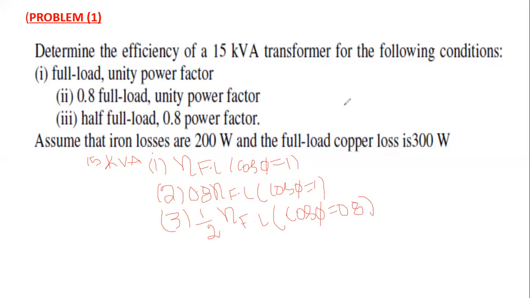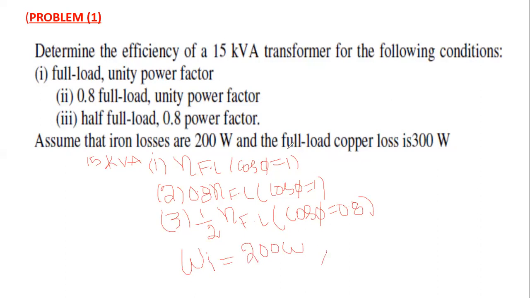First of all, we write down the given data and the parameters we will find out. Next, assume the iron losses. What is meant by iron losses? That is Wi. Therefore, the iron losses are equal to 200 watts. This is a previous year problem; last year it was obtained in one set.